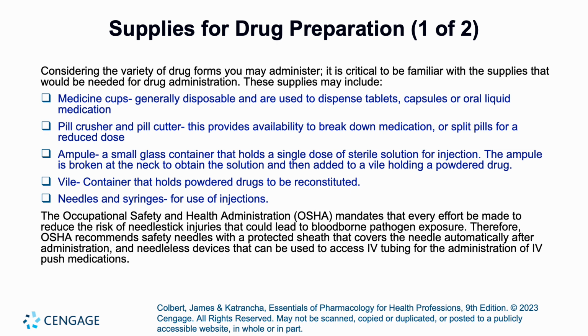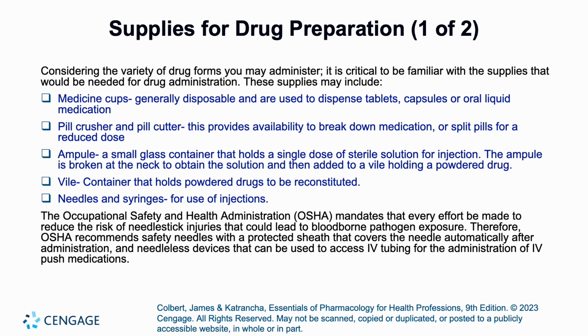Pill crushers or pill cutters. This provides the availability to break down medication. Sometimes you may need to split pills for a reduced dose, so the order may say 0.5 tablets. You'll need to cut along the scored line. And then pill crushers, remember, not all pills can be crushed safely. So enteric coated cannot be crushed. Extended release capsules should not be crushed. But if it is a normal type of tablet that can be crushed, that's a great option for someone who has difficulty swallowing a larger pill.